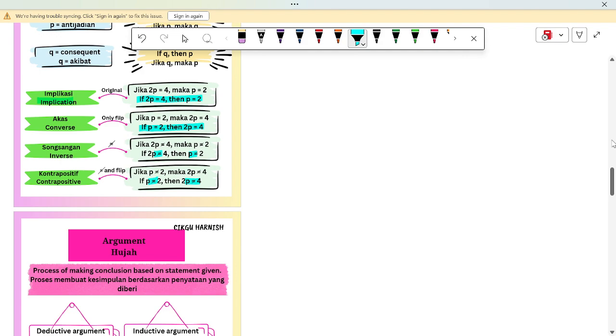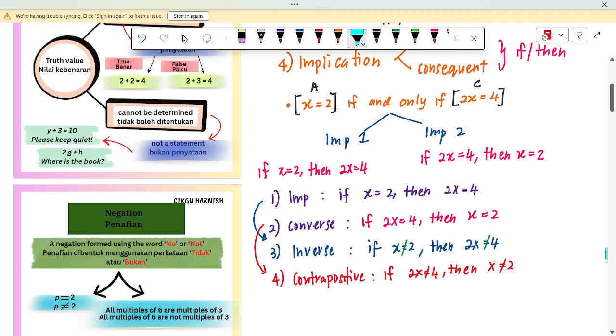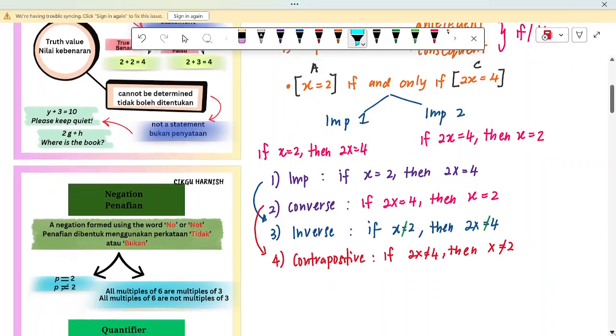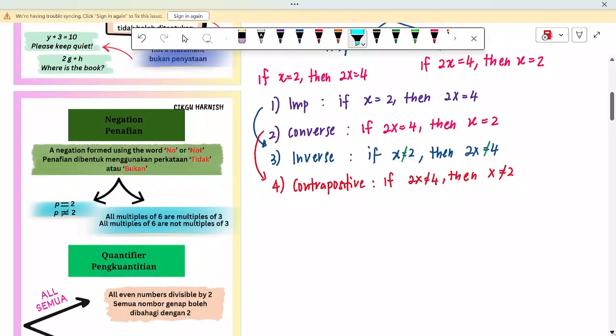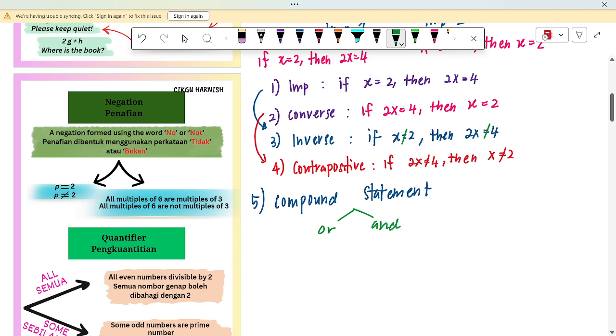Okay, I left out something, which is compound statement. After implication, let's see compound statement. Number 4. Sorry, this is number 5. Number 5 is about compound statement. A compound statement is a combination of two statements using and or or, and you need to determine the truth value.